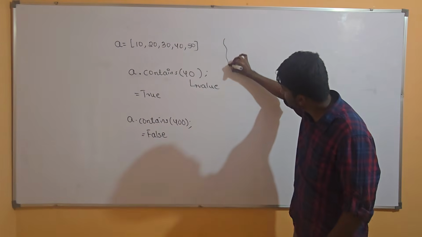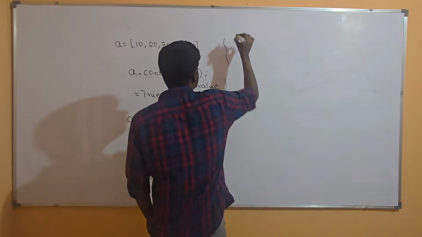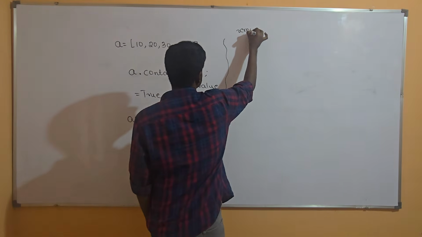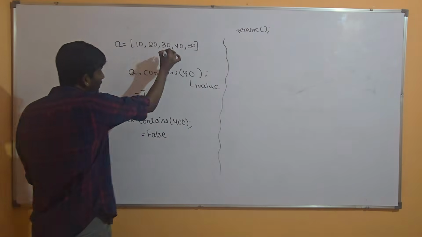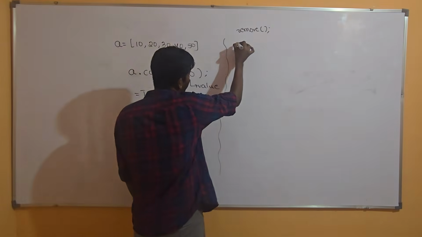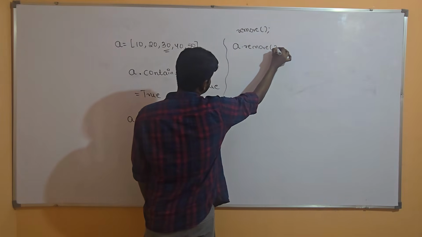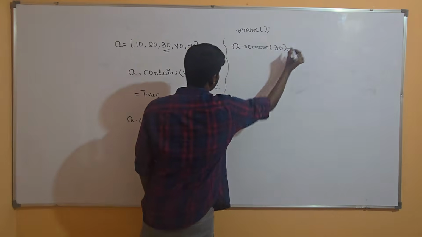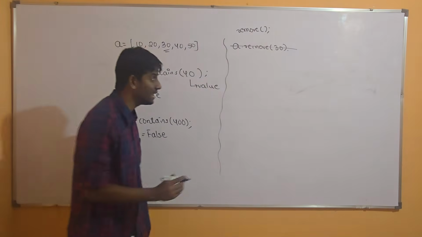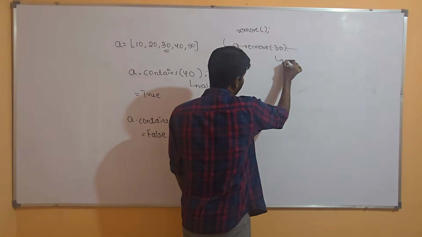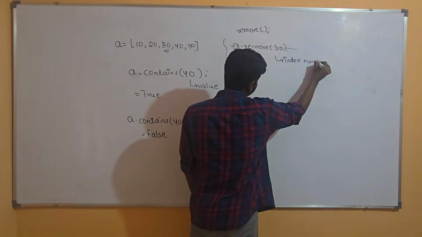Sir, where do I use it, sir? Remember, the second part is when you use it. This is to remove an element. Now you are trying to remove an element. For example, you want to remove 30. You will think, sir, I'll write like this: A dot remove of 30. Which is wrong, because the remove method doesn't take the value. It takes the index number. Do you get it?